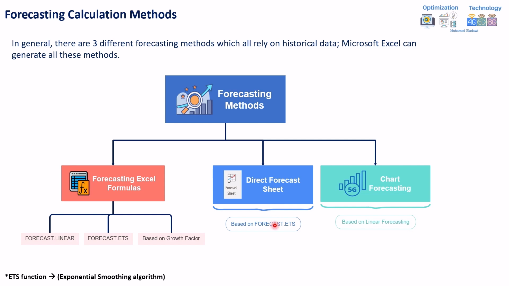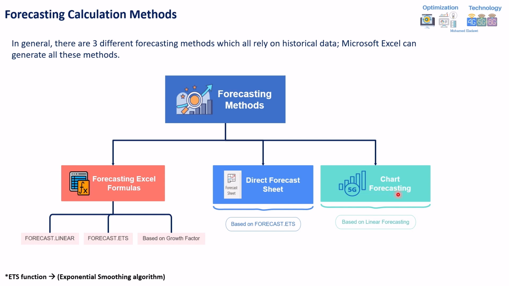The third one is the easiest way, which is also a linear function. If you have a chart and you just need to quickly draw a trend line showing the forecast based on the historical data, this can be done through the chart itself.